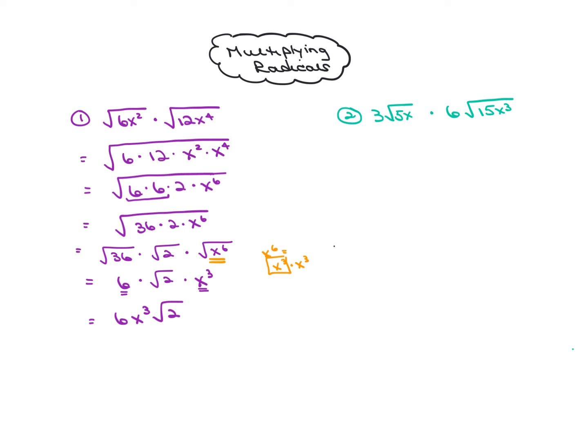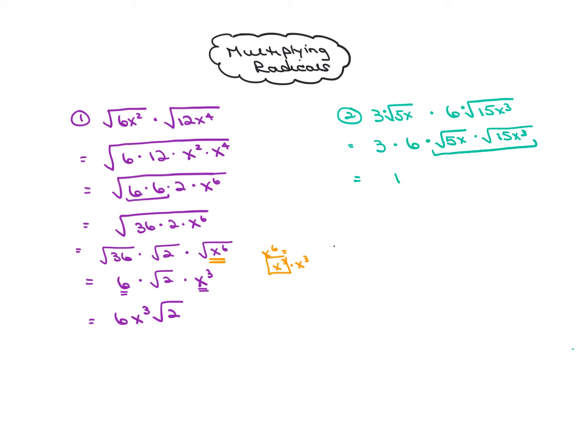For this one, the first thing to remember is that in between the number and the radical, this is all multiplication. So I have 4 factors here. I'm going to rewrite it. So I have my number factors first, 3 times 6, times my radicals, the square root of 5x times the square root of 15x cubed. I can write these as a single radical. I'll go ahead and multiply.